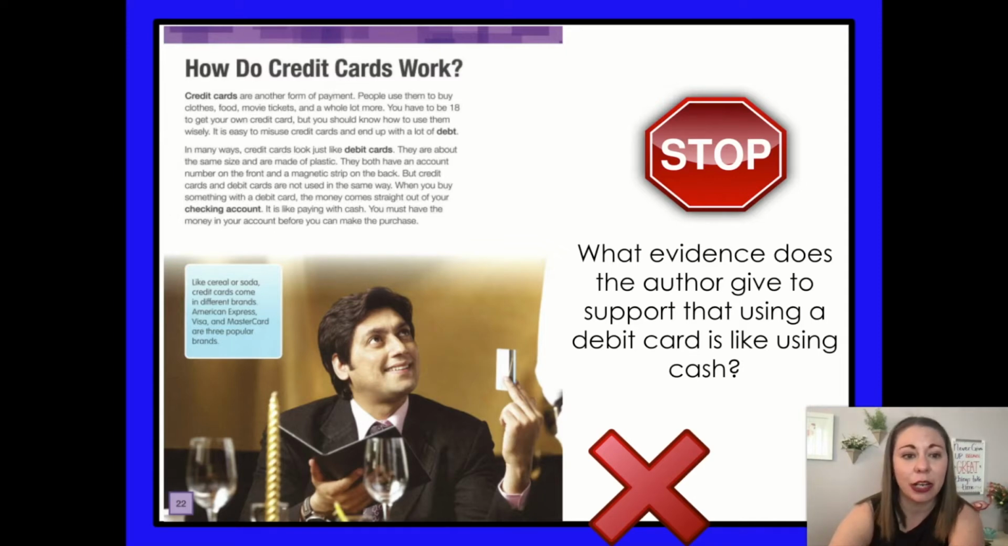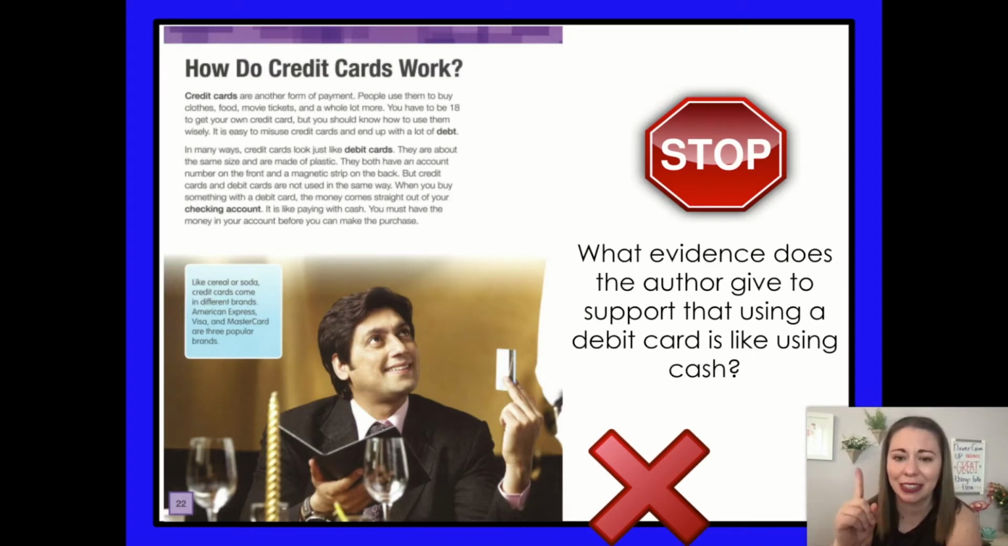In many ways, credit cards look just like debit cards. They are about the same size and made of plastic. They both have an account number on the front and a magnetic strip on the back. But credit cards and debit cards are not used in the same way. When you buy something with a debit card, the money comes straight out of your checking account. It is like paying with cash. You must have the money in your account before you can make the purchase.